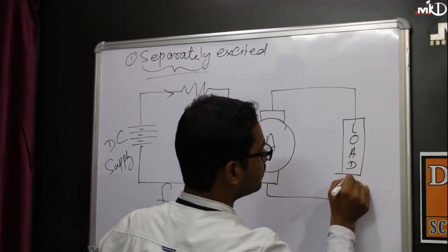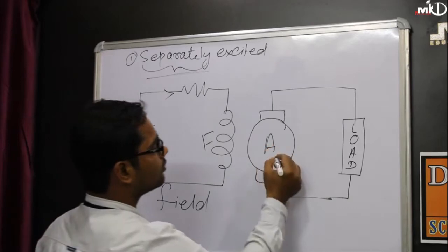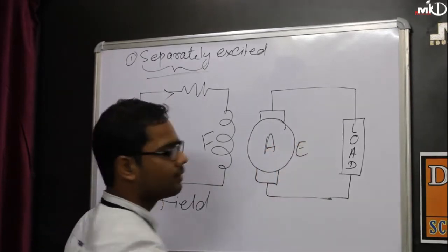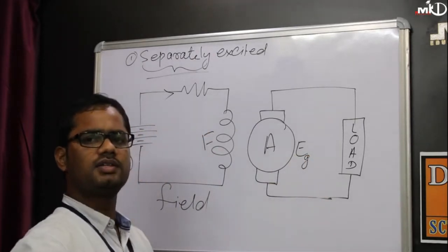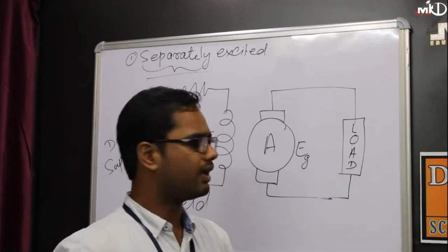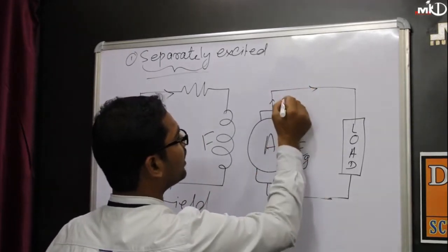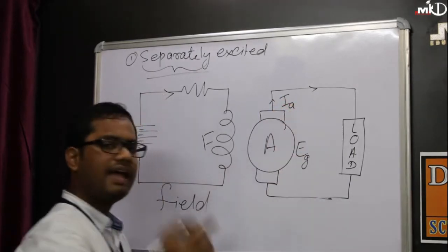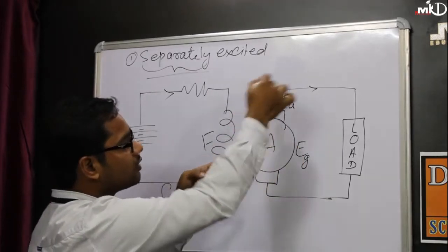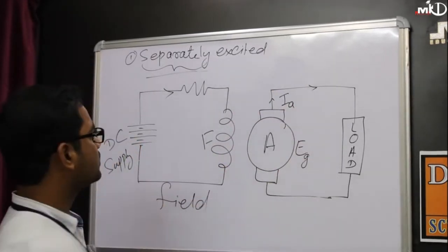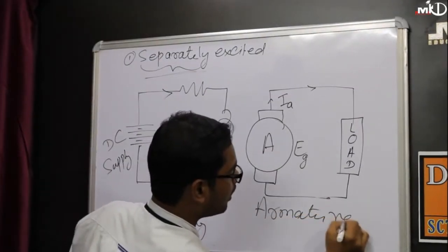For every generator, whatever the generating voltage, it is called E, or you can say EG. Somewhere you can find it is EG or simply E or sometimes V also. So this is your generating system. Whatever the current here is your IA, called the armature current, meaning the current flowing through your armature winding. There are two windings: one is the field winding, and the other is the armature winding.